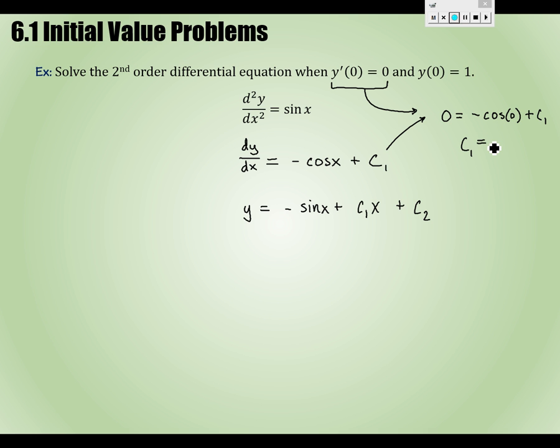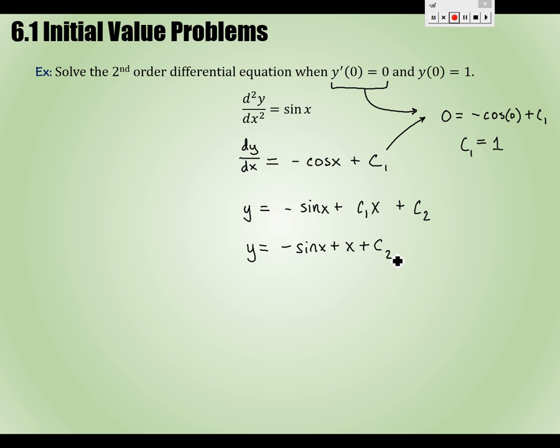Cosine of 0 is 1, so that'll be a negative 1, so C1 will be the number 1. So really, that's a nice constant. I like the number 1. Really, by C1, we really mean 1. So we have this as our solution. It's still general, and we'd like to apply the initial condition that we also still have.